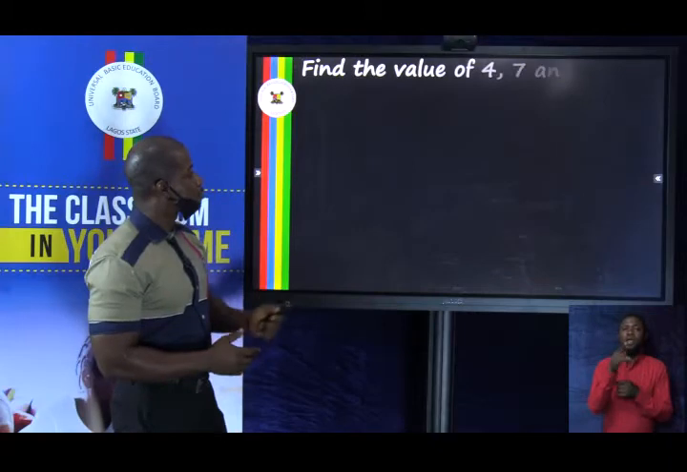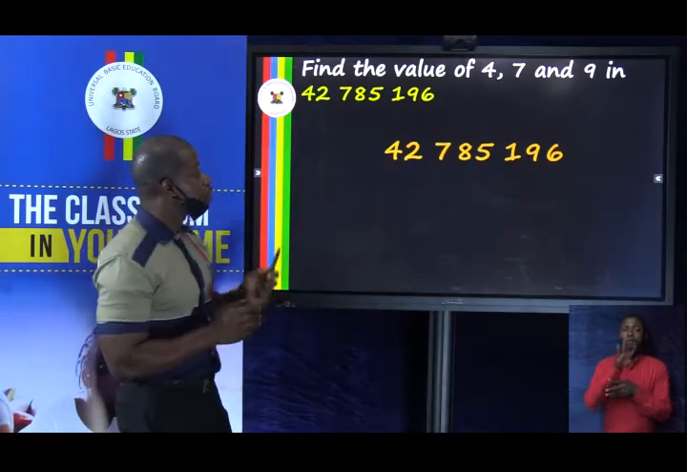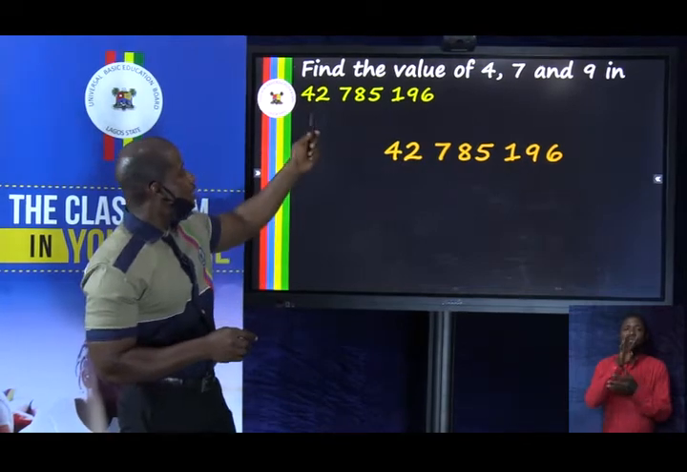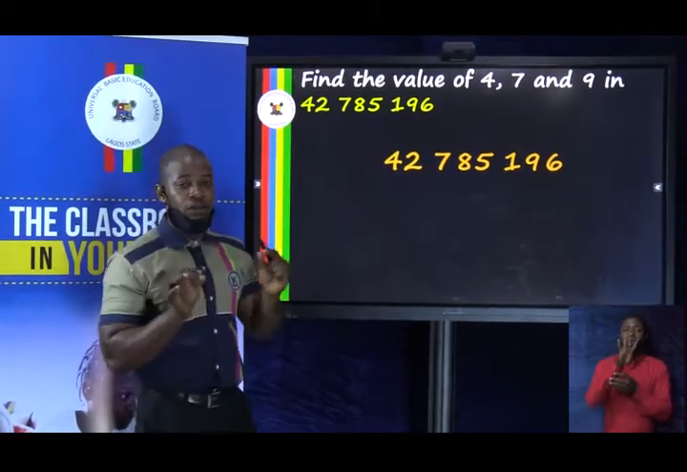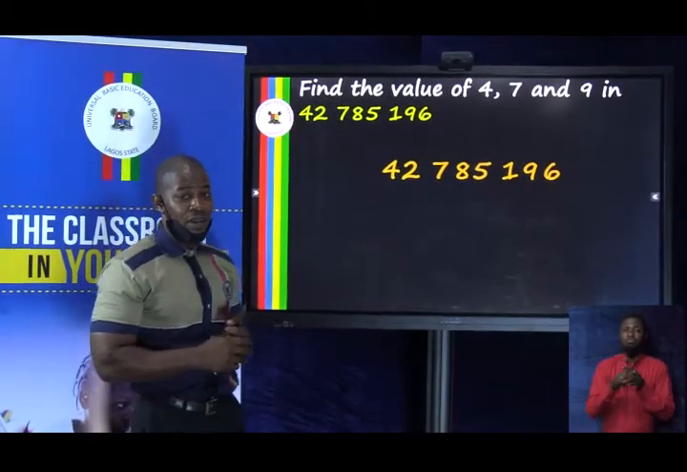Now it is your turn. You have to find the value of just 3 digits. I do not want you to waste too much time. 4, 7, and 9 in this number. Only the values of 4, 7, and 9 in these numbers. You have just 30 seconds. Begin.